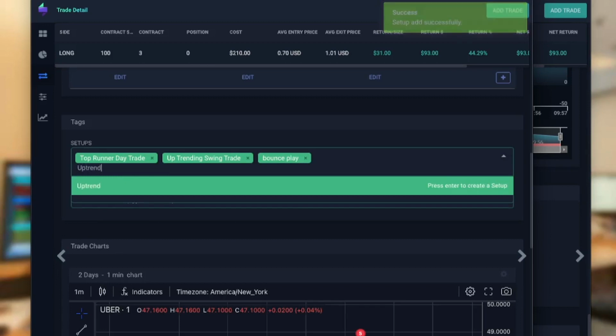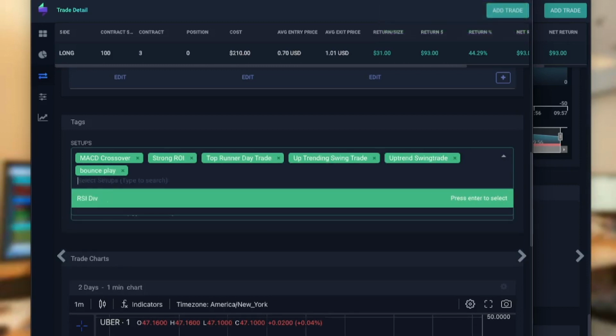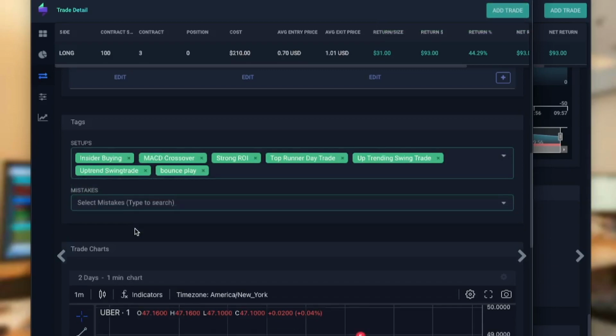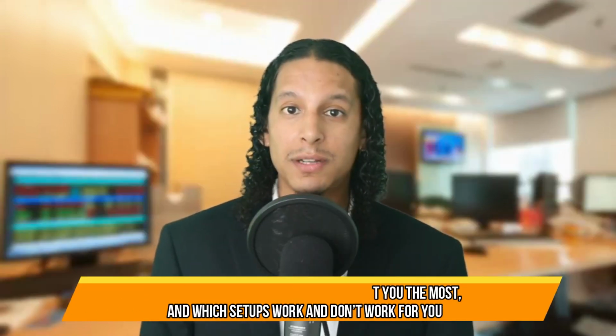And you can go into even greater detail and put different technical or fundamental setups, such as earnings play, MACD crossover, RSI over 50, company has strong ROI, insider buying. The more specific you are, the more statistics of yourself you will have to work with, meaning the more you will know what works and what doesn't for you and why or why not. So let's go back to the dashboard. Here you'll be able to see your win and loss percentages based off of every setup and mistake. This way you know which mistakes cost you the most and which ones don't work for you.